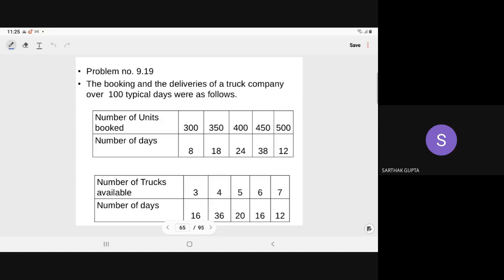Similarly, for the number of trucks available, we have 3, 4, 5, 6, 7 trucks available for 16 days, 36 days, 20 days, 16 days, and 12 days respectively. This is the data for 100 days, and this is also the data for 100 days. Frequencies are given to you for the booking and the trucks available.